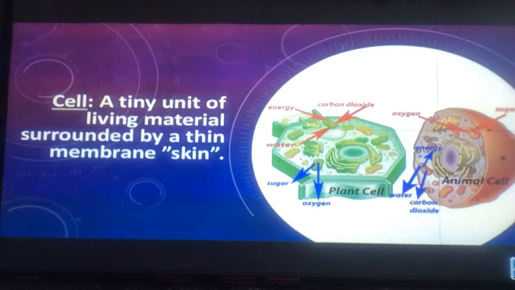As we learned in the previous lesson, all organisms have to show 5 characteristics in order to be classified as living. The fifth one we learned is that all organisms have cells. And a cell is a tiny unit of living material that's surrounded or covered by a thin membrane, or what we call a thin skin. This first one is an animal cell. It is covered by what we call a cell membrane. Now, plant cells also have a cell membrane, but it's on the inside of the cell wall, and we'll talk about this in this lesson.